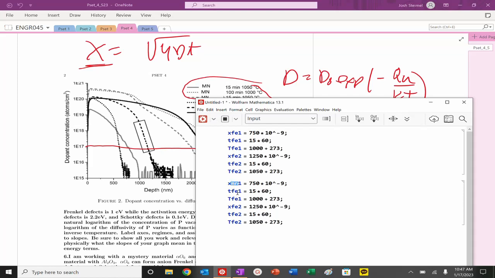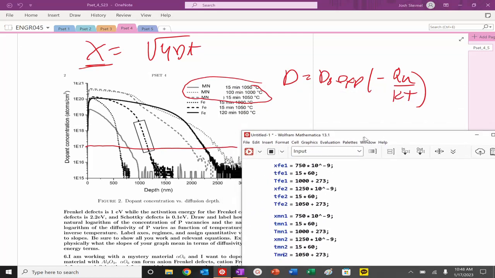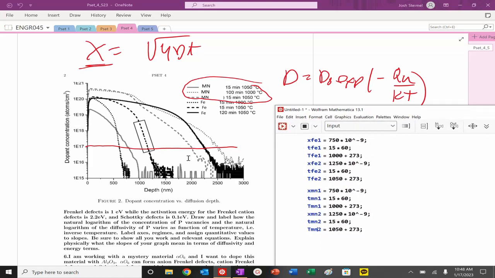This may be tedious, but this is how we're going to solve this problem. We're going to make sure that we know how to do it. All right, so now let's pick our Mn points here. Mn seems to be at about 2000, so I'm going to do 2000 here. What are my conditions? That's the dashed one. So again, it's 15 minutes and this one's at 1050. And why not go over here to about 2500?